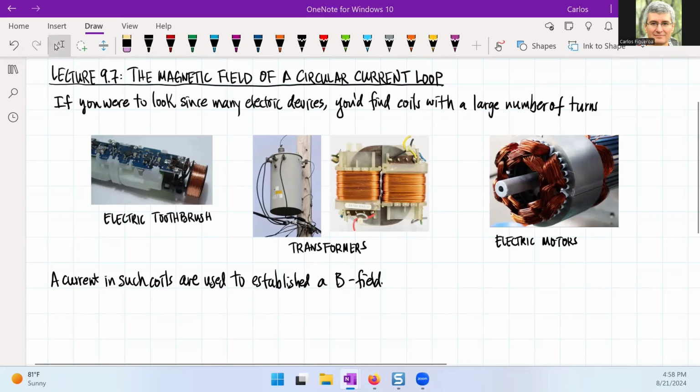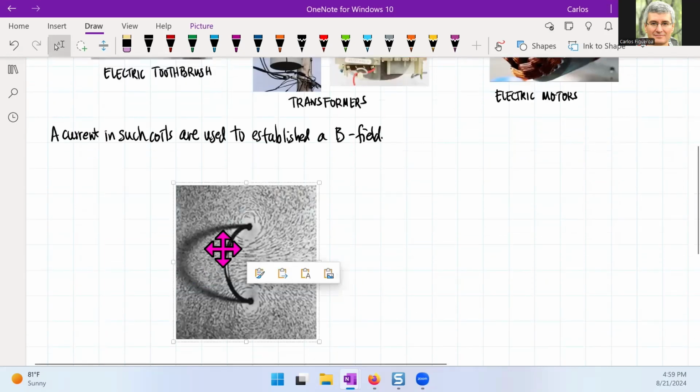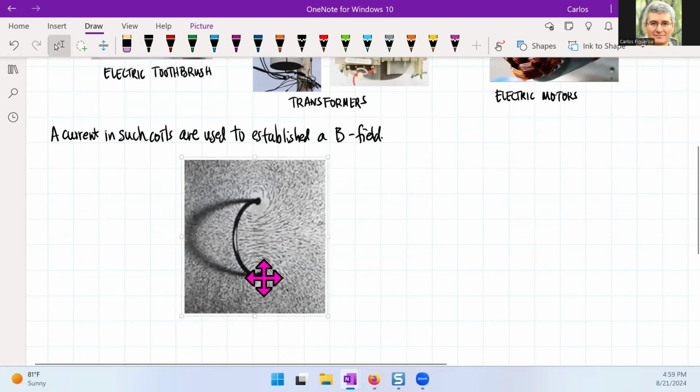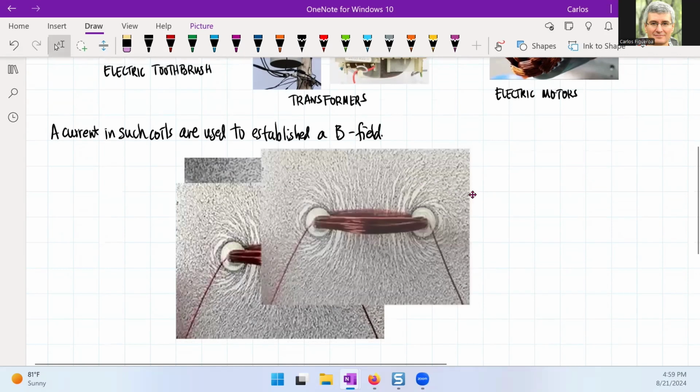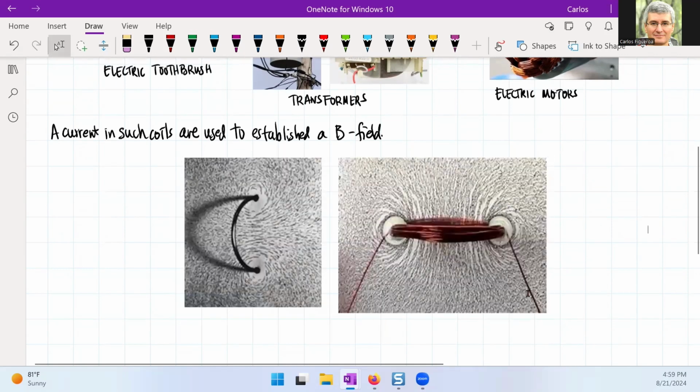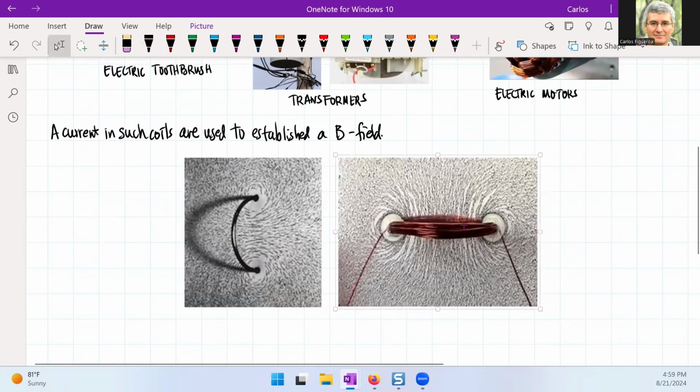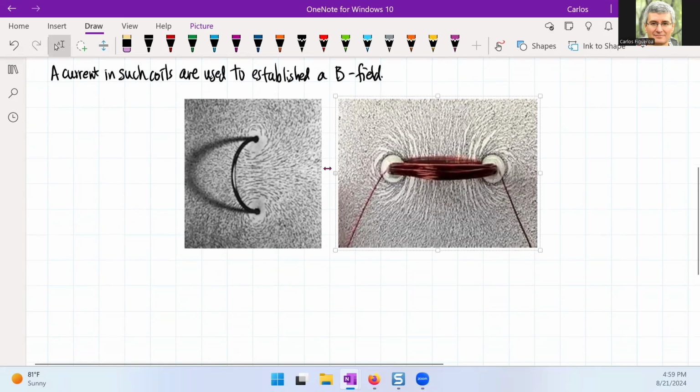And so a lot of times people will talk about a magnetic field produced by a single loop. That's really not the useful application. When you look at these devices, you see that these devices have coils. And you could see here on your right, that's a coil, and that's an inter coil. And over here, that's just a single loop that produces a magnetic field. So what we want to do now is calculate the magnetic field of a single loop.